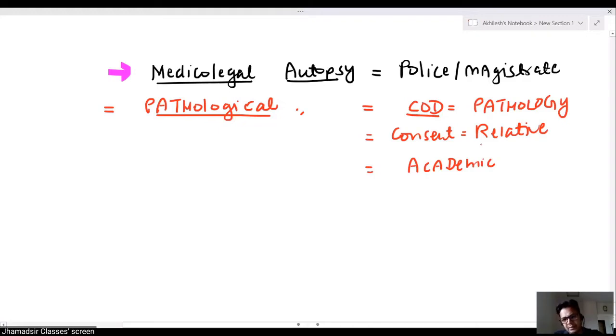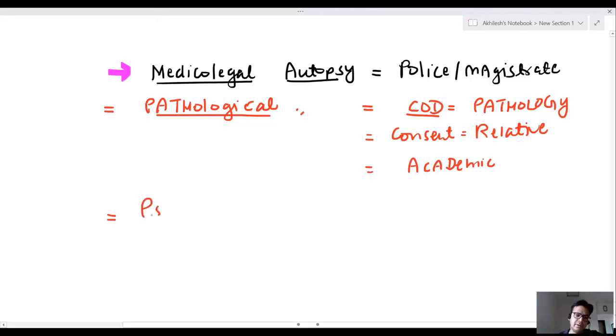Academically oriented. First incision, we start from eye or orbital. It is taken like as a sagittal section like this. Sagittal section from frontal area. This is known as academically oriented pathological autopsy.